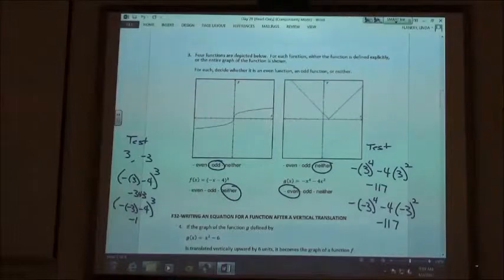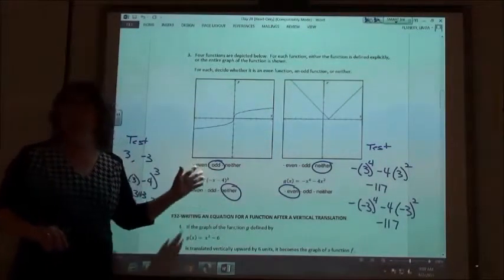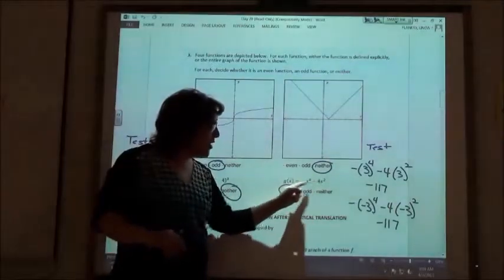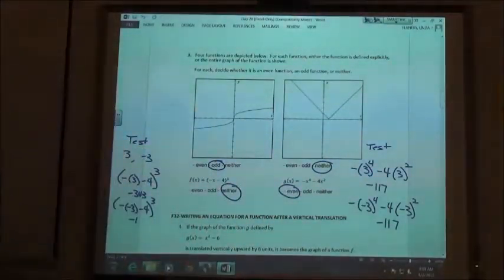Like I said, the only time you really have to test it is if you've got parentheses or square roots or something strange. As long as you have a plain linear one, you don't really need to test it. You can just check the exponents. But if you're not sure, you can always test it.